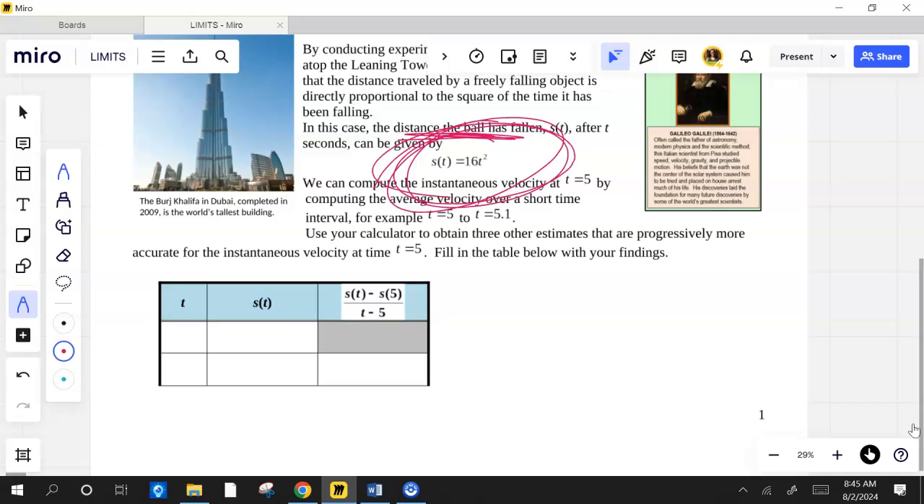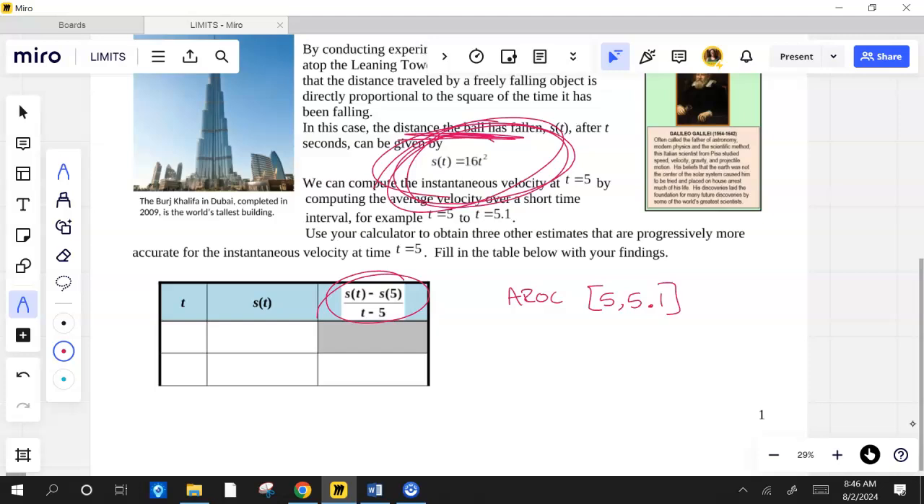So here's what I'm going to do. I'm going to do the average rate of change from 5 seconds to, and I'll get really close to 5. So maybe from 5 seconds to 5.1 seconds, I'm going to do the average rate of change. Okay, what's the average speed between the time 5 and 5.1? I can do that, right?